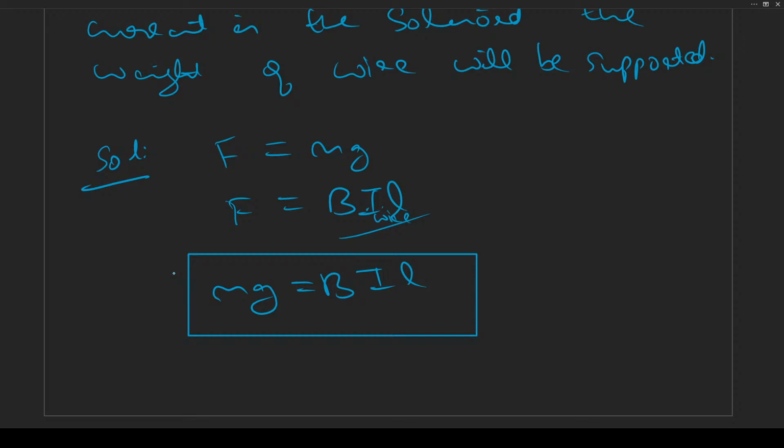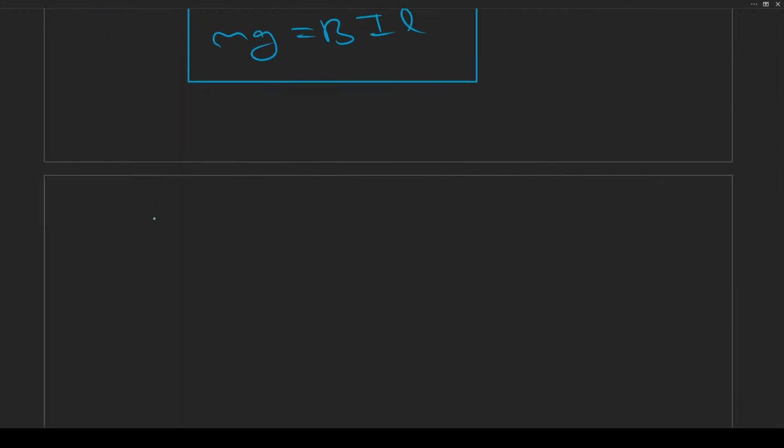And the magnetic field by the solenoid is equal to mu naught n into I. This is the solenoid current. This is the wire, and the length is also of the wire.